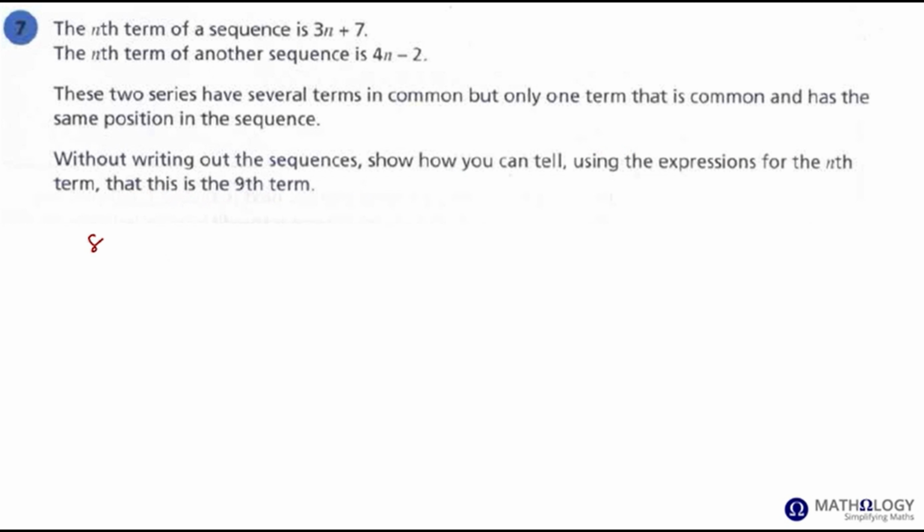Okay, so sequence 1 has nth term 3n plus 7. Sequence 2 has nth term 4n minus 2. Now they said without writing out the sequences, show how you can tell using these expressions for the nth term that this is the ninth term. If you did write out the sequences, you would say n equals 1, n equals 2, n equals 3, n equals 4, n equals 5, etc. And you determine the terms in each sequence, and then you could identify that it's the ninth term.